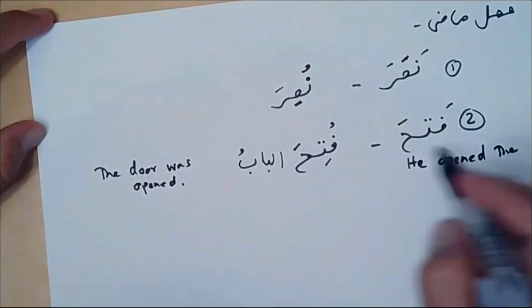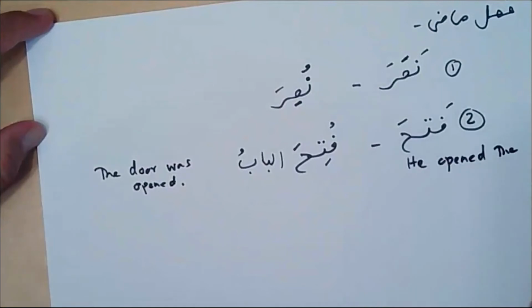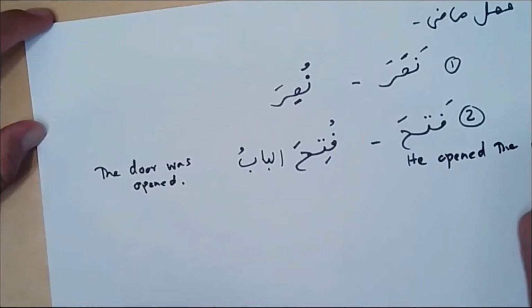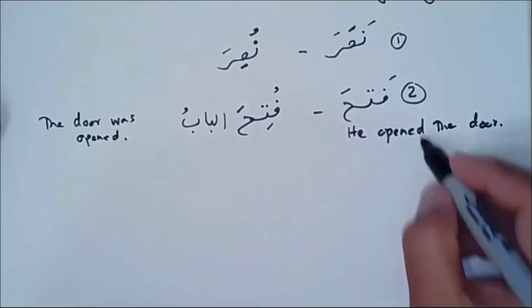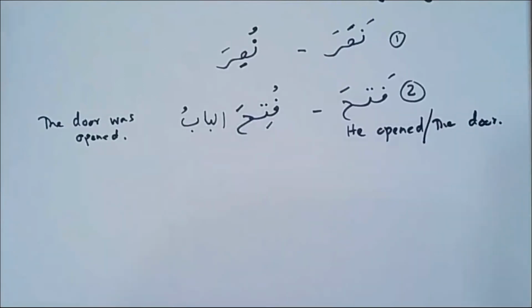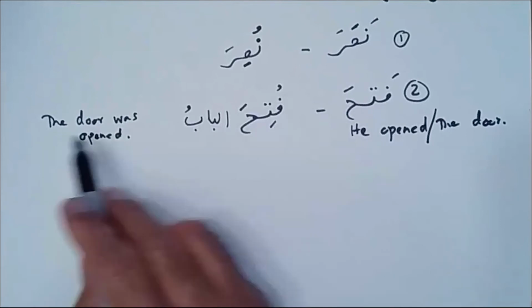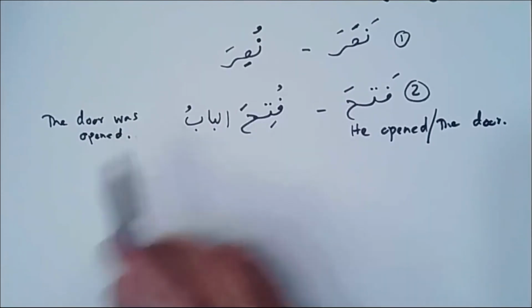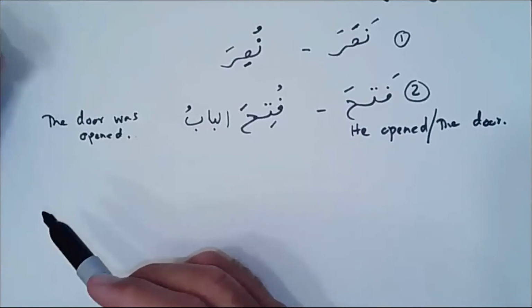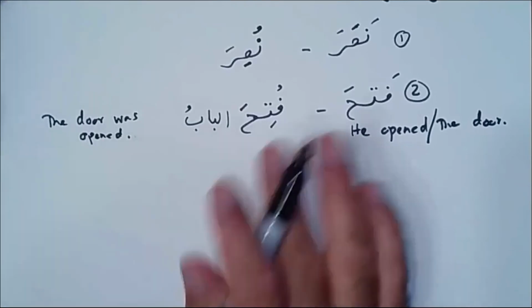Actually, we didn't put the door. So "Fatahal Baba" will be "he opened the door," correct? Because the door is not mentioned, so the translation is "he opened." "Futihal Babu," the door was opened. Right? Do we know who the door was opened by? No. We are hiding it.